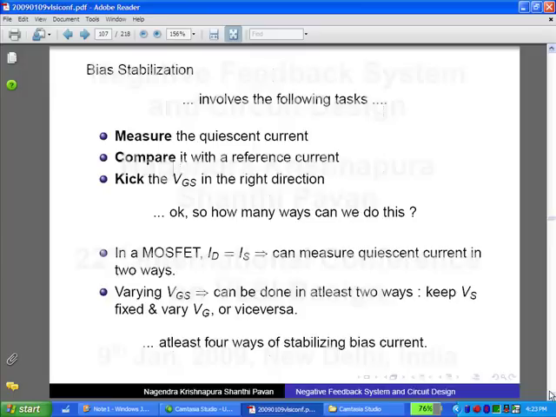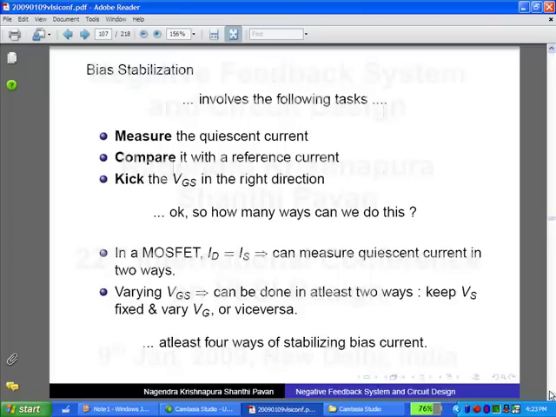It means that VGS is too large. Okay, and what should I do? Reduce VGS. On the other hand, if I find that the drain current is only 10 microamperes, what does it mean? VGS is too small, I have to increase VGS. So eventually, I will reach a situation where the drain current is exactly 1 milliampere, right? And the VGS I have is the value I want.